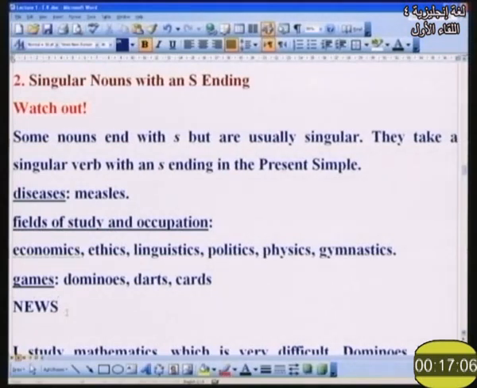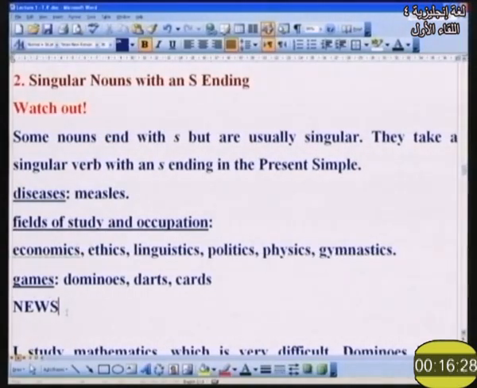Fields of study and occupation. مجالات الدراسة والشغل. Economics الاقتصاد. Ethics الأخلاق. Linguistics اللغويات أو علم اللغة. Politics السياسة. Physics الفيزياء. Gymnastics الألعاب الرياضية. كل ده ends with an S, but it is singular. You say economics is my major. Okay. Some games like dominoes, like darts, like cards. كل الألعاب اللي هي لها علاقة بالكوتشينة والشطرنج والحاجات دي كلها singular رغم إن هي منتهية بس.